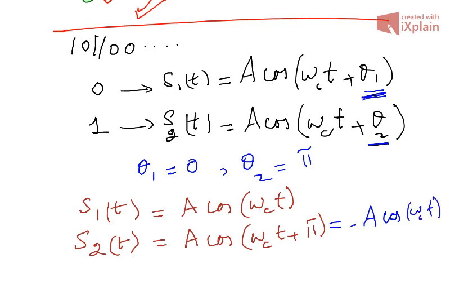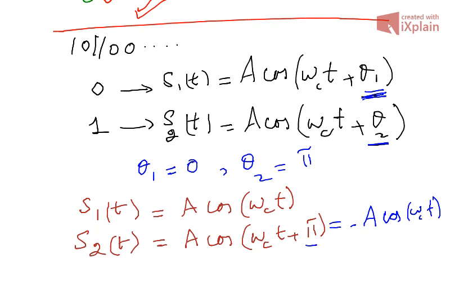So cos of theta plus pi is minus cos of theta. This mathematical identity is used, and you can see that we have the two signals S1 of t and S2 of t, and they differ by the phase.